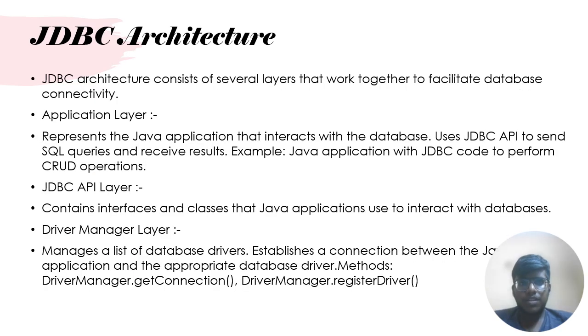JDBC architecture. JDBC architecture consists of several layers that work together to facilitate database connectivity. The application layer represents the Java application that interacts with the database, uses the JDBC API to send SQL queries and receive results. Example: a Java application with JDBC code to perform CRUD operations. The JDBC API layer contains interfaces and classes that Java applications use to interact with the database.